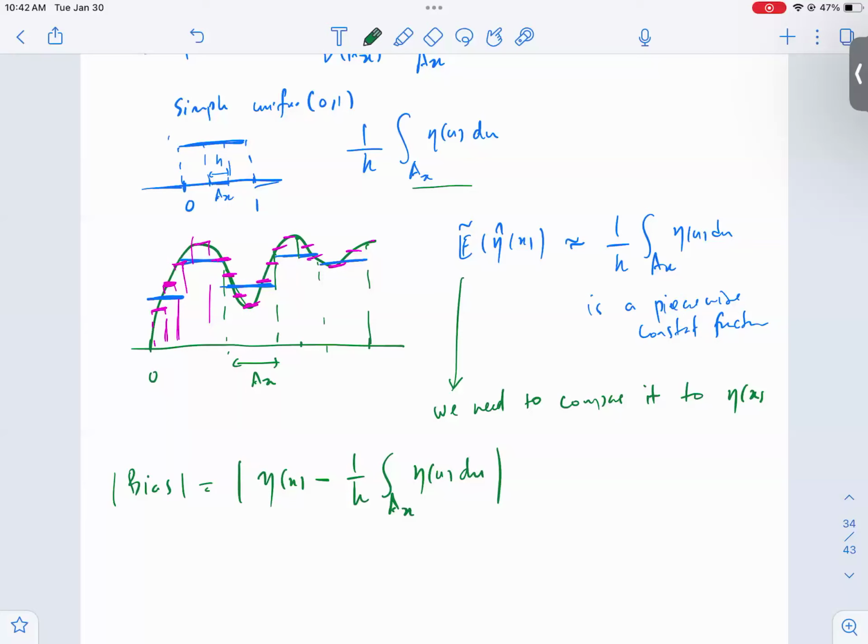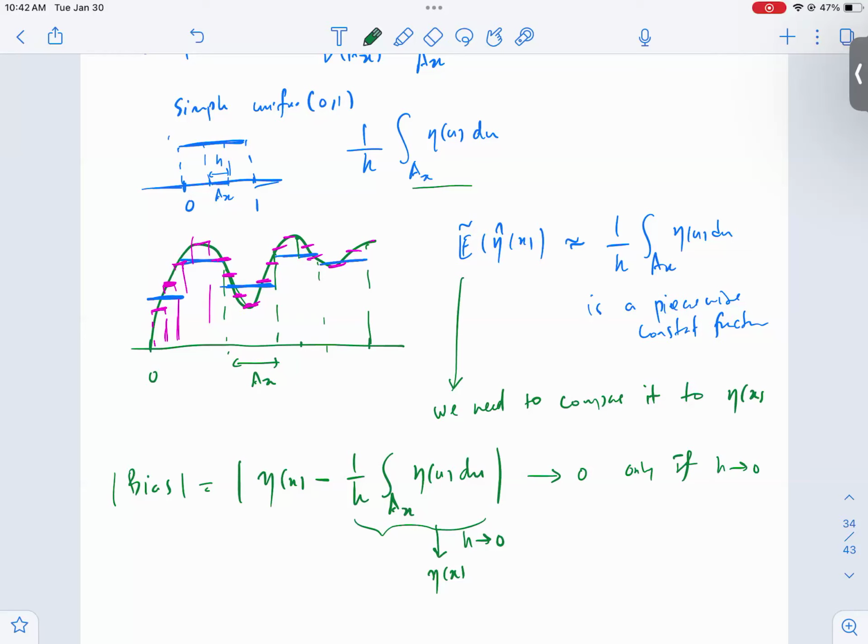The only way that I can make this zero is to let h go to zero. As h goes to zero, this thing converges to eta of x. So the average of the function over that interval converges to eta of x. This is only going to go to zero if h goes to zero in general.